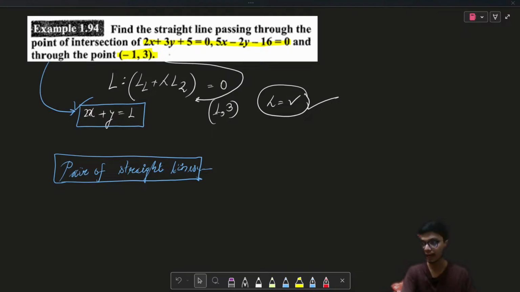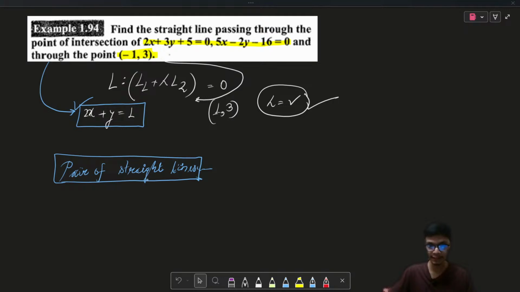If I start with the basic discussion of pairs of straight lines, you can imagine a pair of straight lines is basically two straight lines coming together. It can be imagined as the combined equation of two straight lines. If I have two straight line equations and I multiply both the equations and equate it to 0, then that is called the pair of straight lines, or their combined equation.